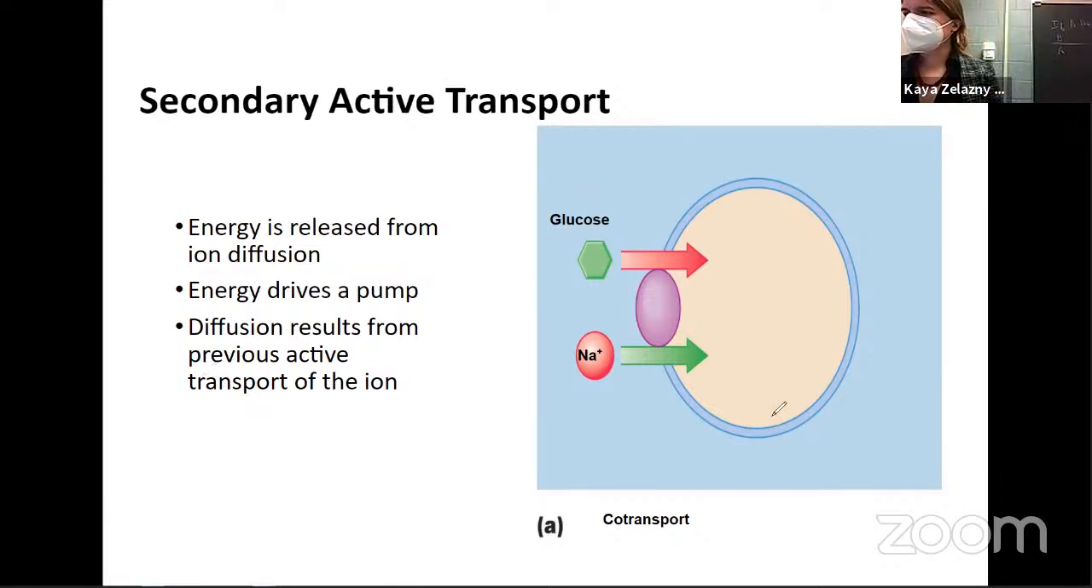But for example, if we saw something going along with potassium, right, we know that we've just been moving potassium into the cell, so there would be lots of potassiums in here. So the direction that it wants to go would be out. So if it happens to be carrying something with it as it goes out, that would still be secondary active transport.